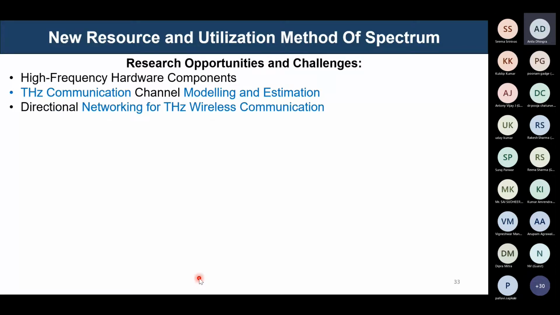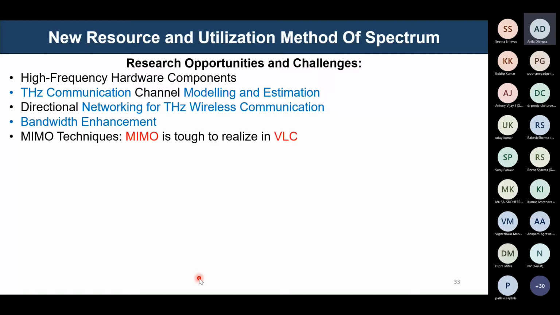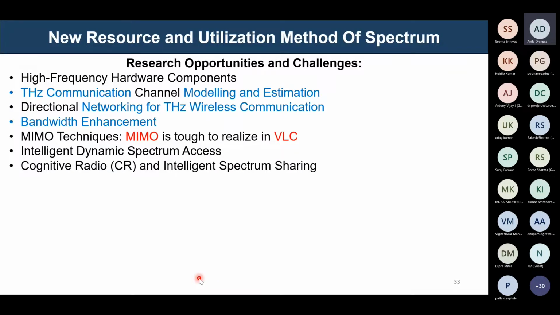So networking is also another challenge and opportunity. Bandwidth enhancement is another challenge and opportunity. People are looking at MIMO with VLC. That is also intelligent dynamic spectrum access. These are also the research opportunities that we have. People are also looking at cognitive radio with intelligent spectrum sharing.